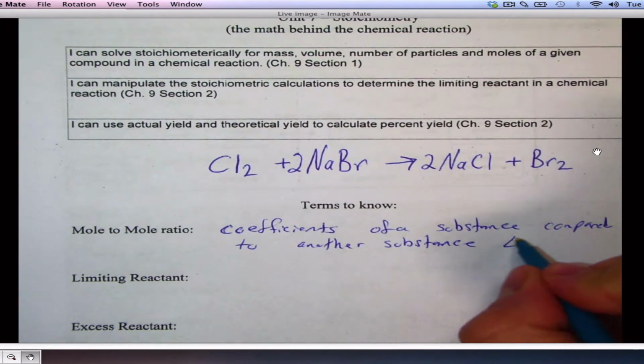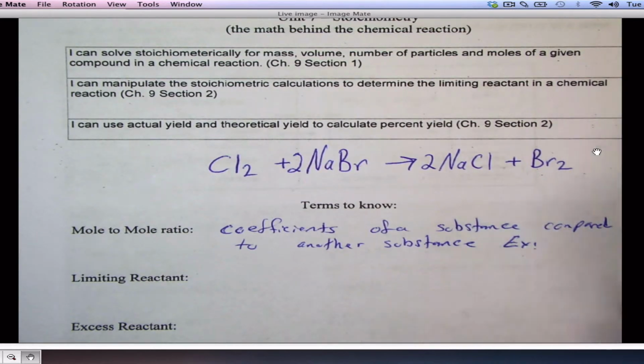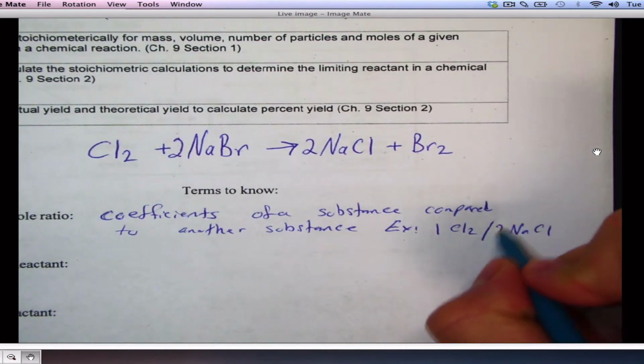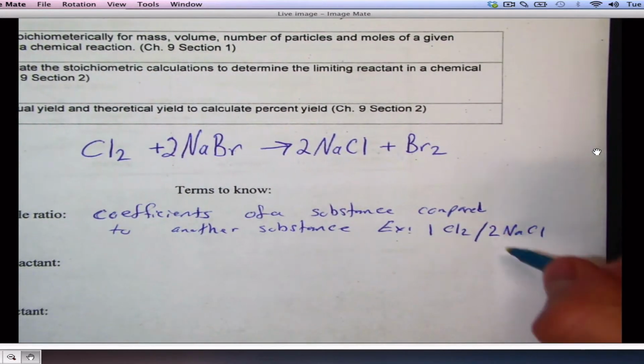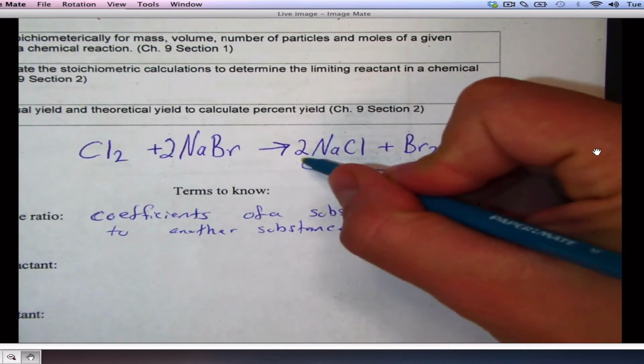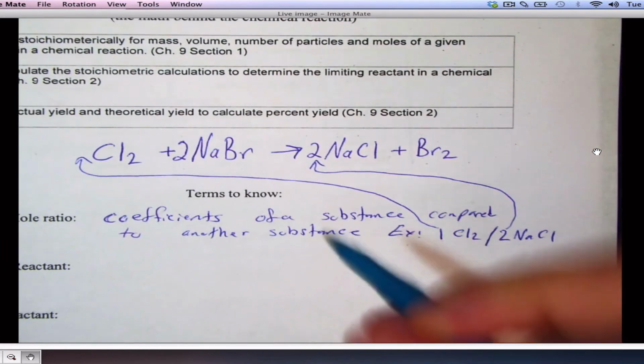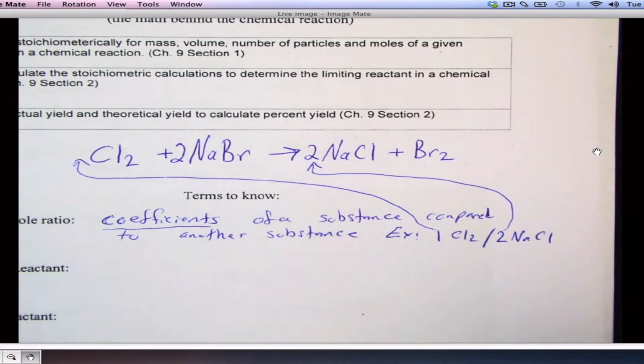So for example, what's my mole-to-mole ratio, say from Cl2 to NaCl? Oops, you can't see that. There you go, NaCl. Well, it's a 1-to-2 ratio. All right, so where did this 2 come from? Came from here. Where did this 1 come from? Came from here. So keyword, the coefficients.